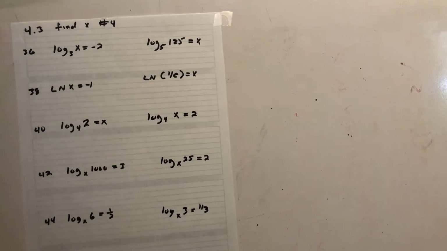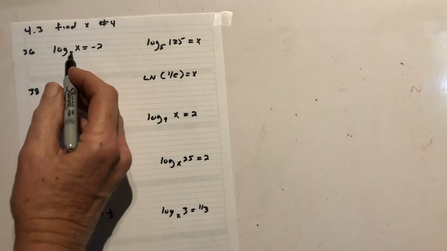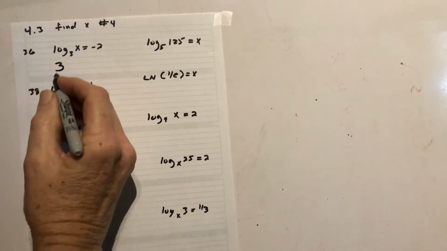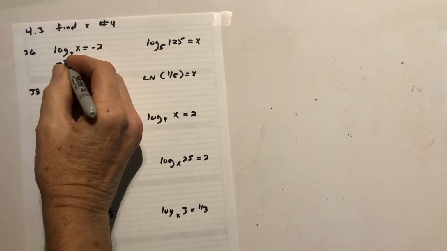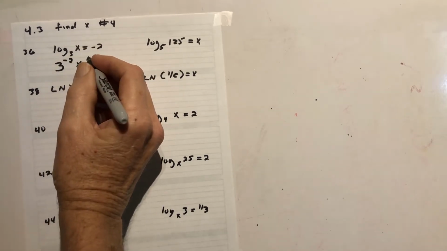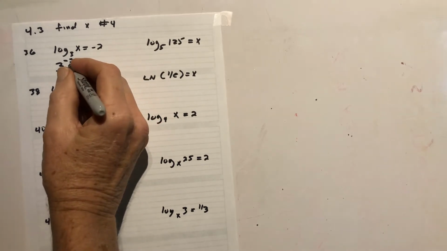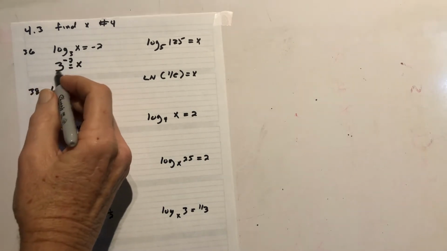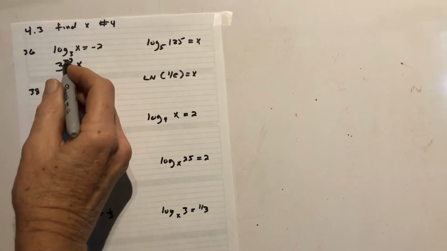So problem number 36. Well, I have no idea. So let's change it from a log to an exponent. And you should have practiced this already. Always start with the base. The base is the little number here. So that's going to be 3. Go over the equal sign as a -2. Equals, come back, is an x. Three to the -2 equals x.